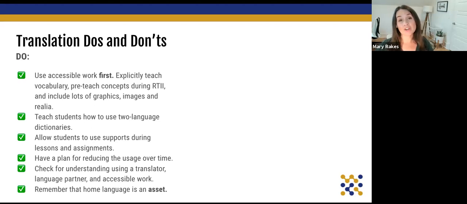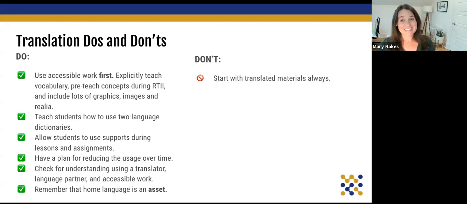We also want to remember that their home language is an asset to their learning. So we don't have to put everything in English. It's okay for things to be in their native language. That's an asset, and we want to build students' literacy in both of their languages. Our goal is for students to truly be multilingual at the end of their school experience.